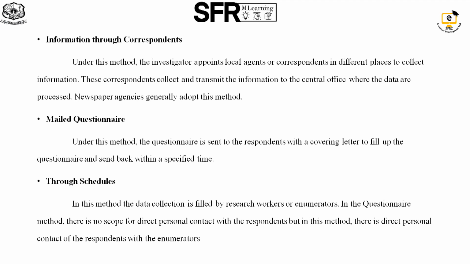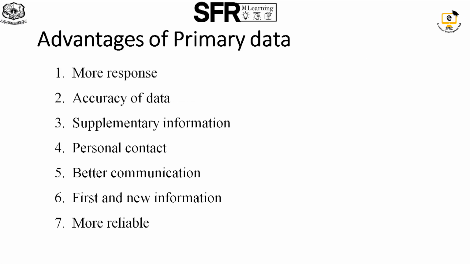Next, through schedules. In this method, the data collection form is filled in by research workers or enumerators. In the questionnaire method, there is no scope for direct personal contact with the respondents, but in this method there is direct personal contact of the respondents with the enumerators. Here, the investigator does not deal directly with the respondents, only with the enumerators. Next, what are the advantages of these methods of collecting primary data?